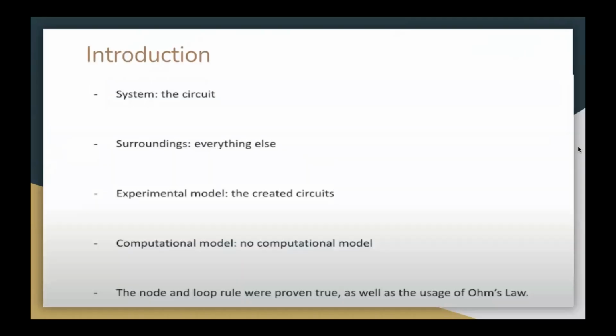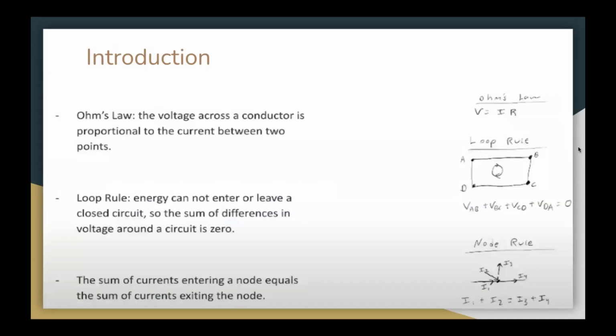The system is the circuit. The surroundings is literally everything else. The experimental model is the created circuits. There is no computational model, and the node and loop rule were proven true, as well as the usage of Ohm's law, which is some of the results from my experiment.